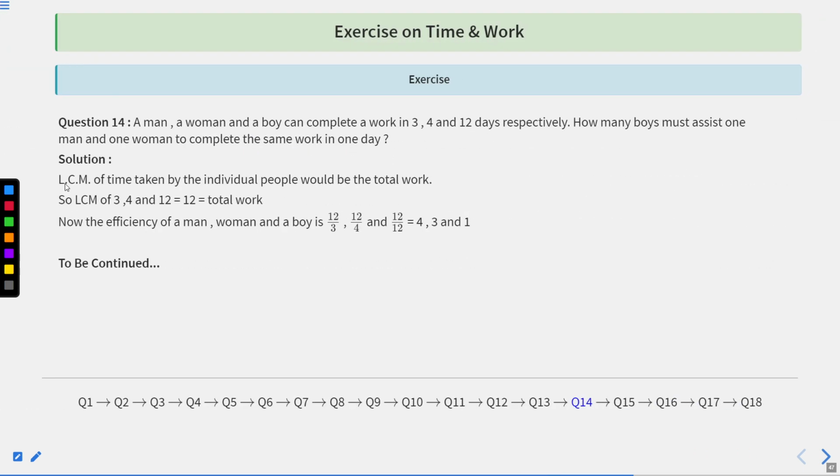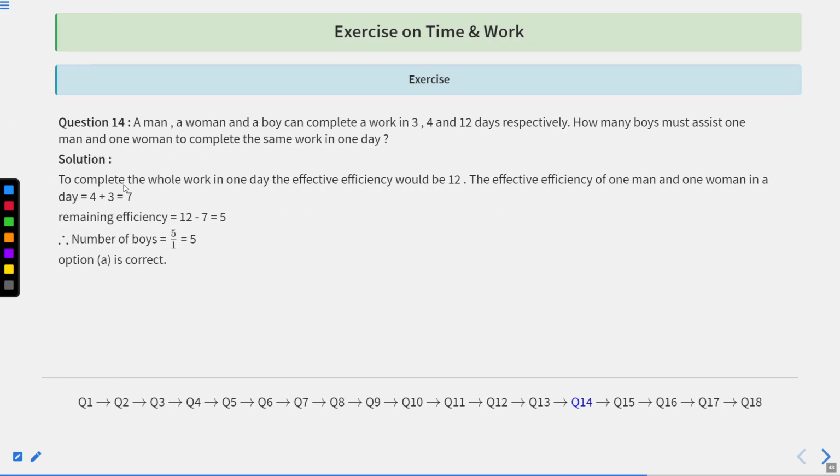So the solution: the LCM of the times taken by the individual people would be the total work. So the LCM of 3, 4, 12 is 12, that is the total work. And now the efficiency of the man is 12 upon 3, that is 4. The woman is 12 upon 4, that is 3. And the boy is 12 upon 12, that is 1. So these are the efficiencies of the three.